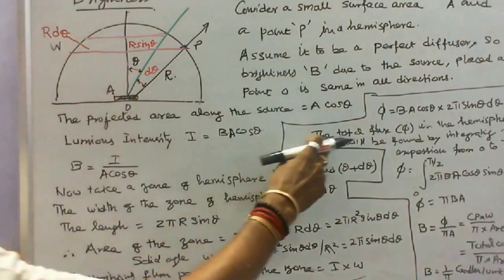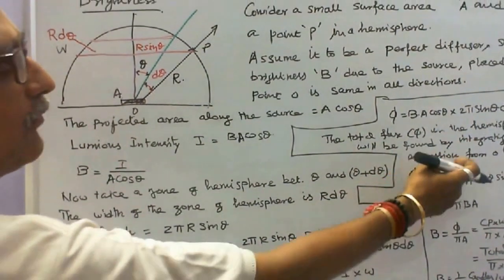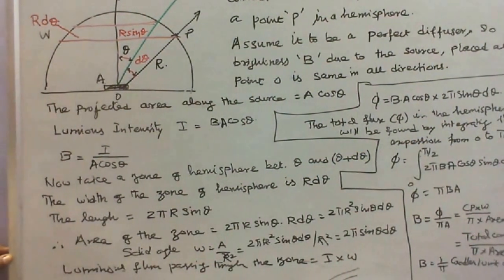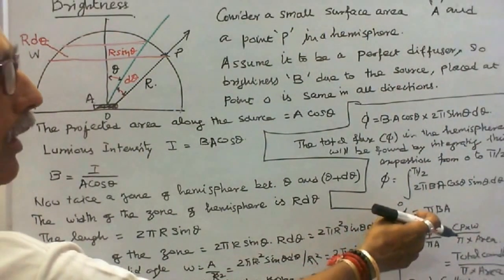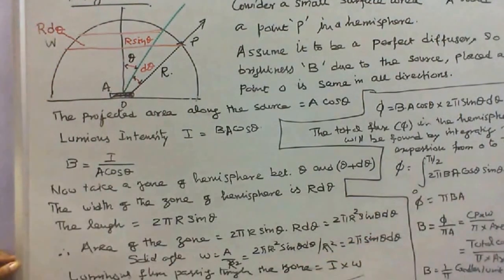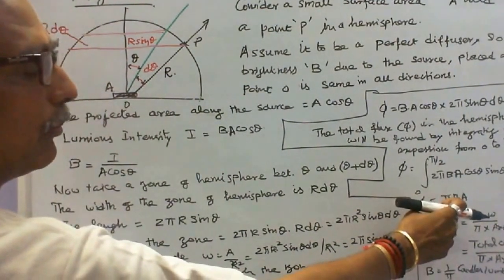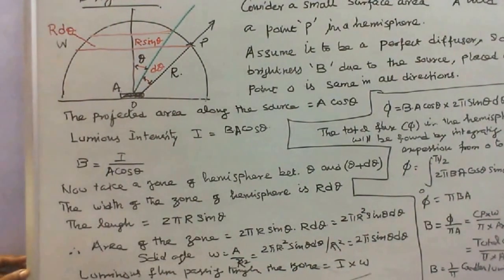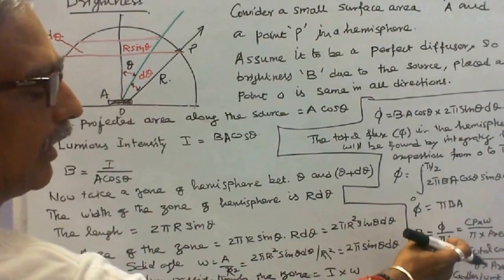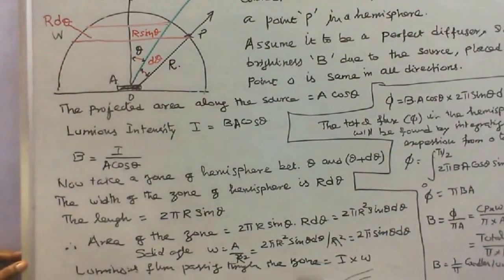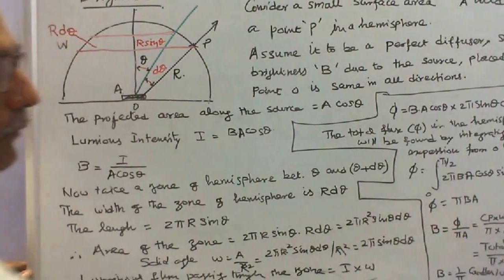Therefore, total flux phi in the hemisphere will be found by integrating this expression from 0 to pi by 2. I will get phi is equal to pi into B into A. A is the area, B is the brightness. Therefore, B is equal to phi by pi into A. This is from this equation. Therefore, B is equal to phi by pi A.